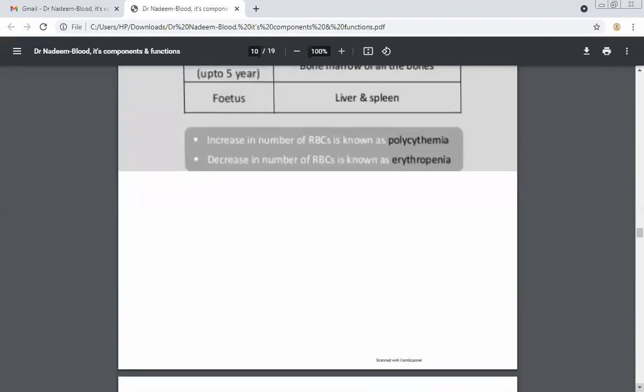In the first part, it is polycythemia. The suffix emia means it is in blood. Always remember that the suffix emia indicates concentration in blood, while the suffix uria, not that urea you have just learned, is spelled URIA. That means increase in concentration in urine.